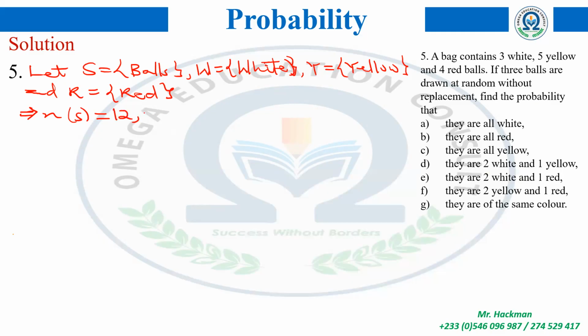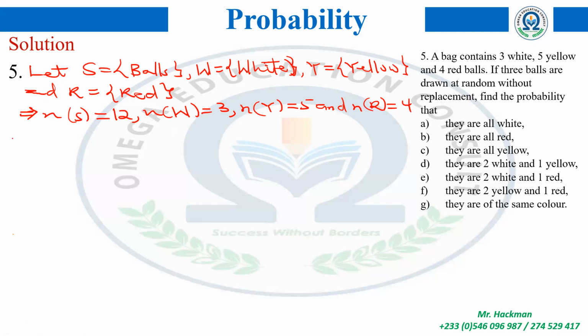Then we come to the number of W, white. White, we have how many? 3. Number of Yellow, Y, we have 5. And the number of R, we have 4. So we are good to go with this data that we have extracted.